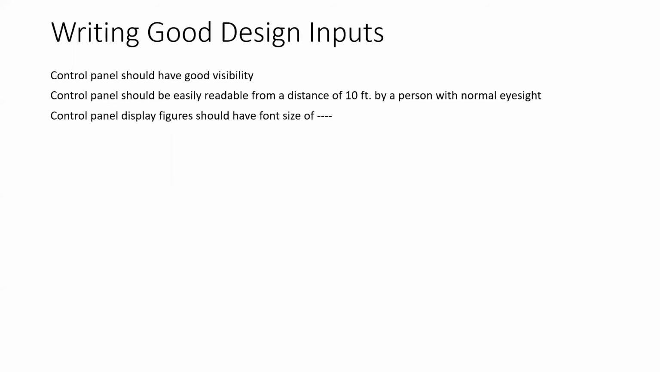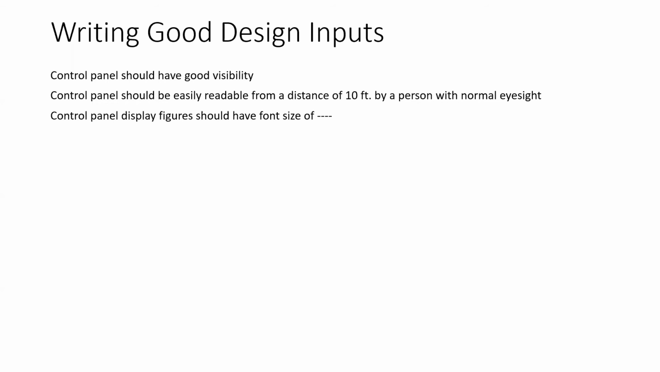Take a person with normal eyesight, station him at 10 feet and ask him, can you read it? Okay, so you can verify. Should have font size of so and so. So this is even more precise. Now the important difference between the second line and the third line is the second line gives scope to the designer to achieve this by any means possible.